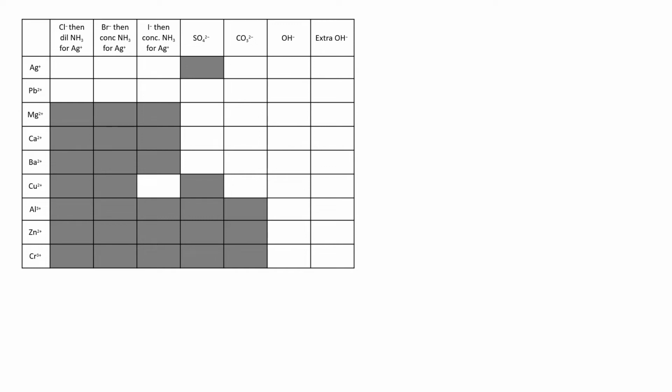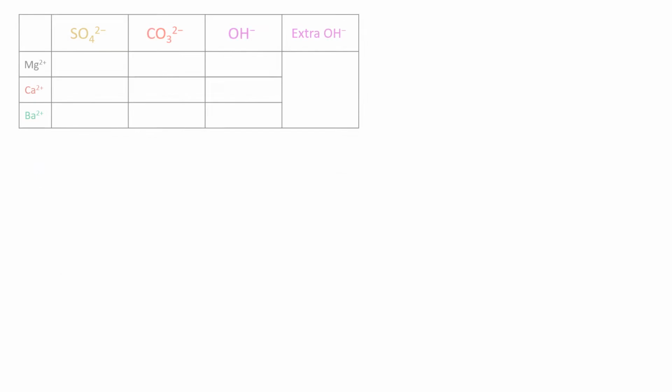Next set of reactions that we did were those associated with the group 2 or the alkaline earth metal cations. What we did with those group 2 cations was look at the sulfates, the carbonates, and the hydroxides. And of course, this is straight out of the A-level specifications. So let's start off with the sulfates.